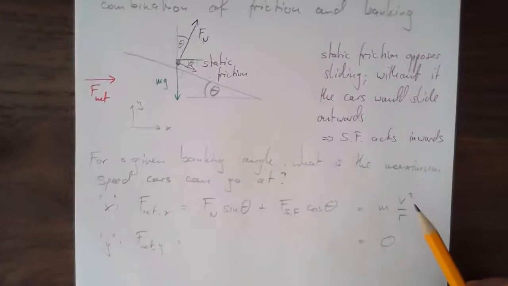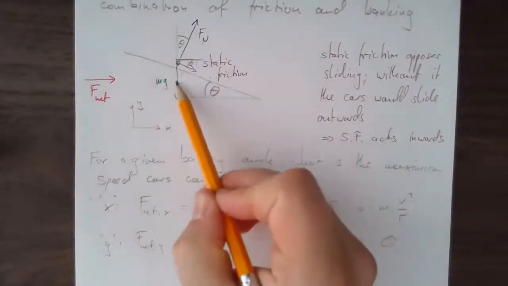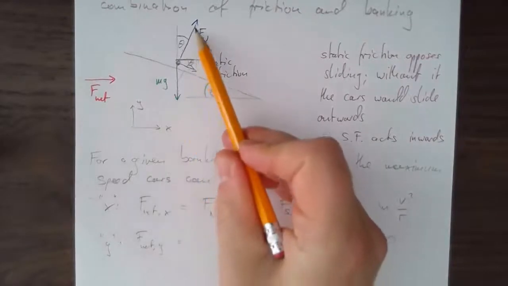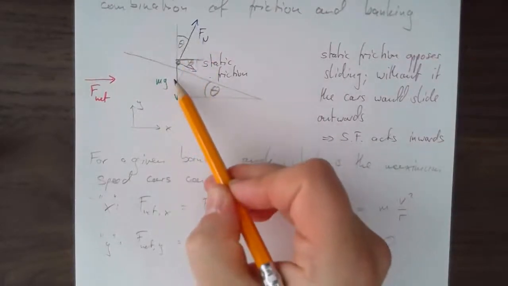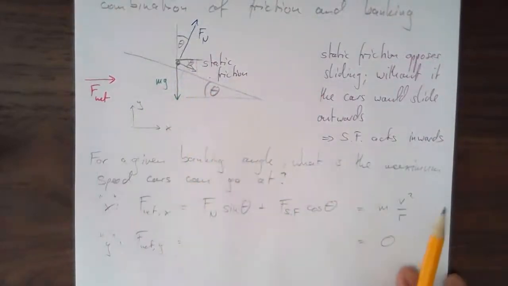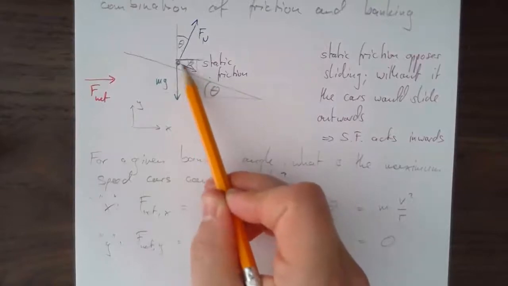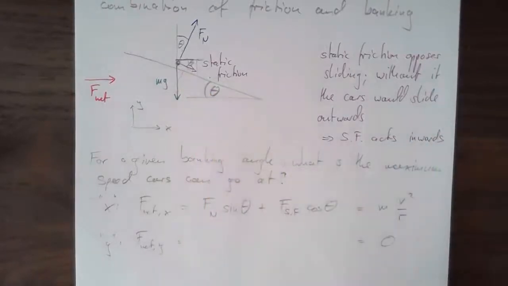What forces do I have acting vertically? Well, I have the normal force acting up, or at least a component of it, the weight acting down, but then also the downwards component of static friction that I have to take into account. How do I know this? Well, I can look at it, and it points downwards, right? It has a y component.